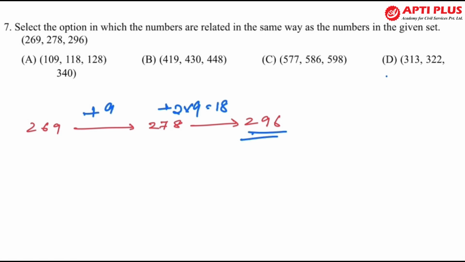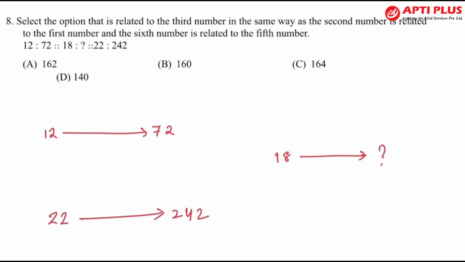then you'll find that in option D, 313 plus 9 is how much? 322, right? 322 plus 18 is how much? 340. So the answer is D. So this type of question can be solved like this. You'll have to find the logical pattern to solve this type of question.